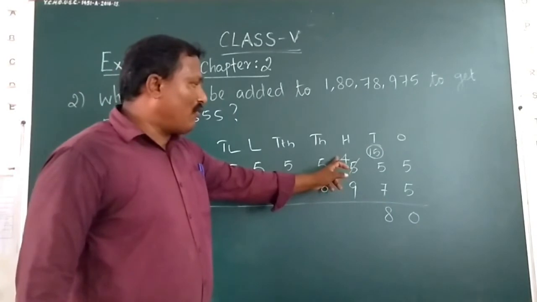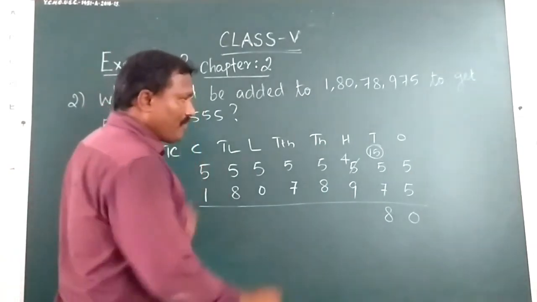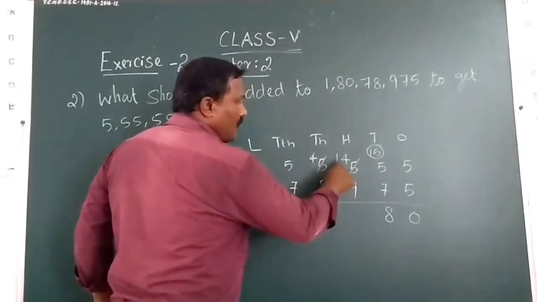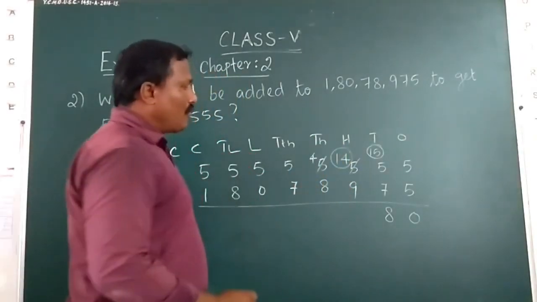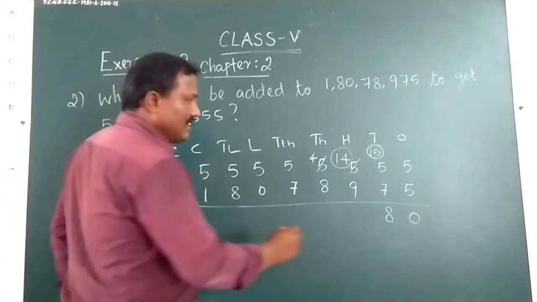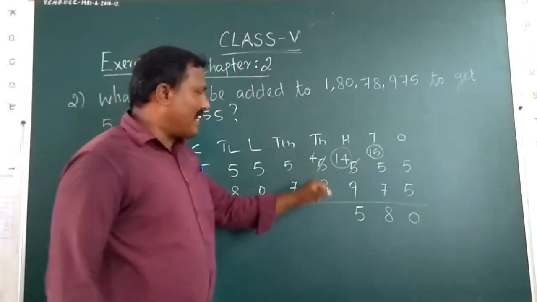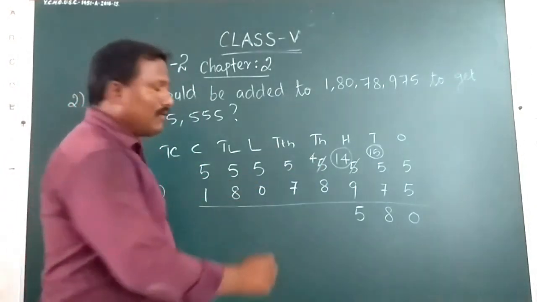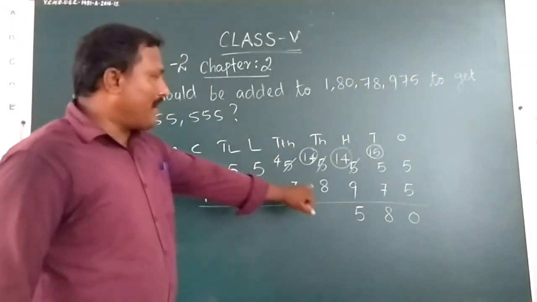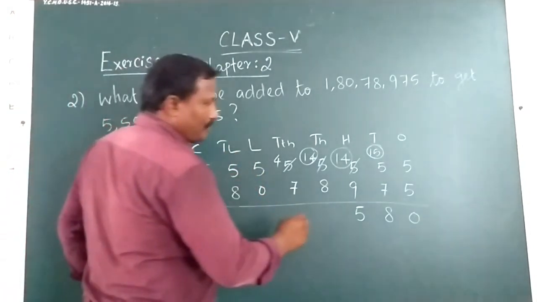Now here 4, and below it 9. We can't subtract, so we have to borrow from the nearby number. Here 4 becomes 14. 14 minus 9: after 9 comes 10, 11, 12, 13, 14. So 5 is the difference. Then next, 4 minus 8, we can't subtract, so we have to borrow from the nearby number. Here 4 becomes 14. 14 minus 8: after 8 comes 9, 10, 11, 12, 13, 14. So 6 is the difference.